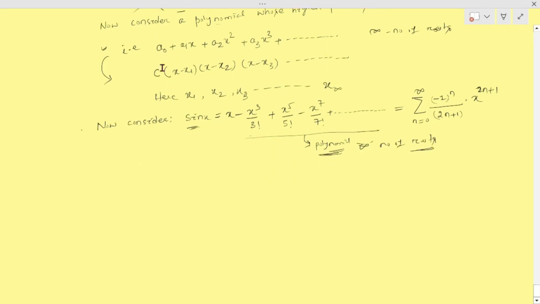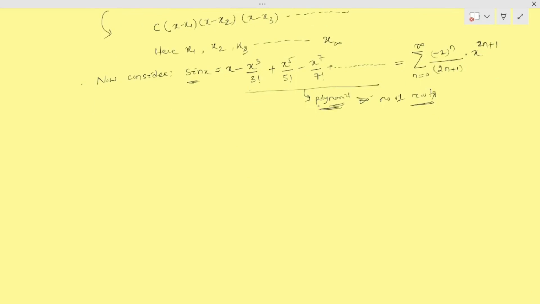Hence, as we discussed previously, this sin x can be written as a product of infinite terms. That implies sin x can be written as c into (x minus x1) into (x minus x2) into (x minus x3) and so on. Here x1, x2, and so on, up to infinity, are the roots.